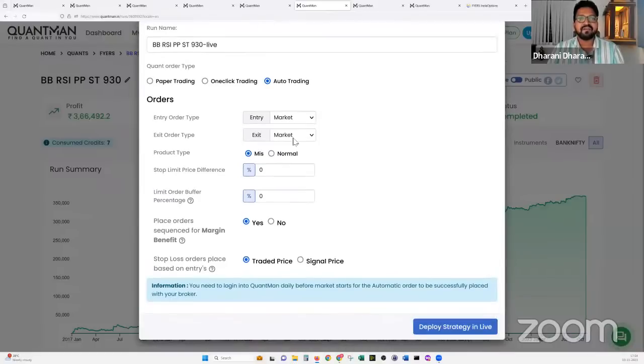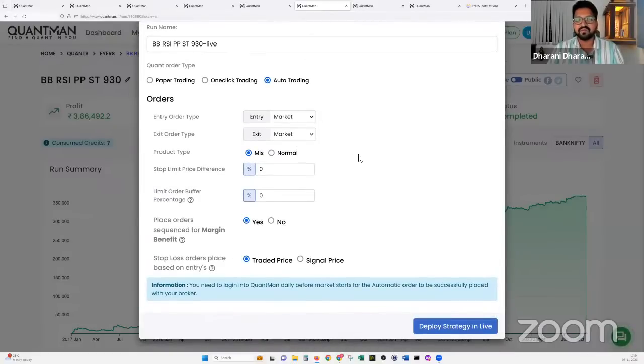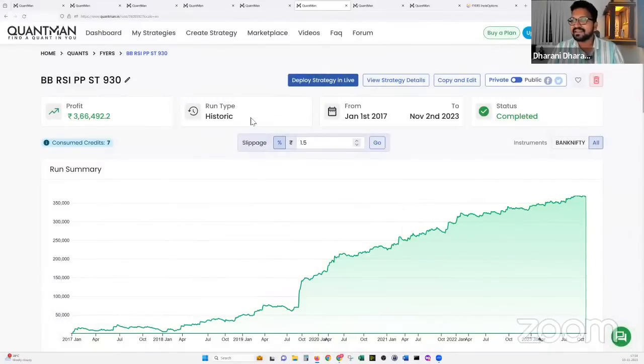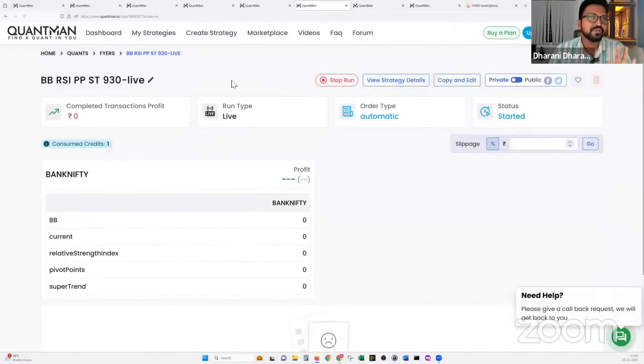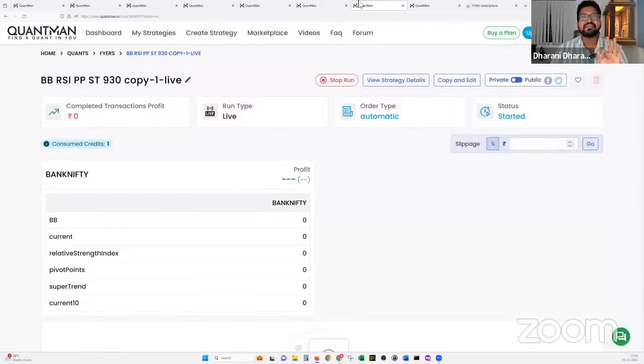Next, I find everything is okay for me. The next is deploy strategy in live. That's it, done. In just 3 clicks, you can automate this trade setup.